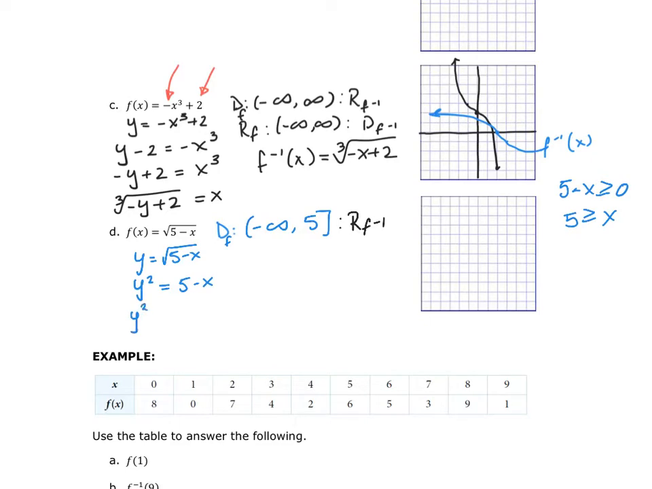So I get y squared minus 5 is equal to negative x. And I need that to be a positive x. So what I'm going to do is divide or multiply, depending on how you look at it, by a negative number. So I have negative y squared, minus becomes a plus 5, is equal to x. So my inverse function then is going to be negative x squared plus 5.